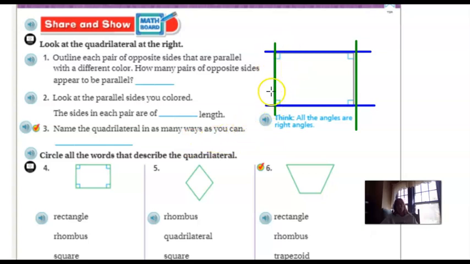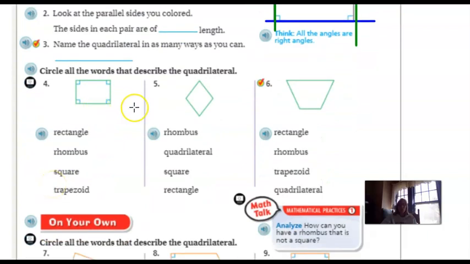We would say this was a rectangle, but it also can be qualified as a trapezoid, which we saw on the last page that we looked at. But we definitely would call this a rectangle because the opposite sides are the same length. Not all four, just the opposite. All right, so we're going to go down below and it says circle all the words that describe each quadrilateral. Quad means four, so all of these shapes have four sides. So look at this. Think about what it would be.